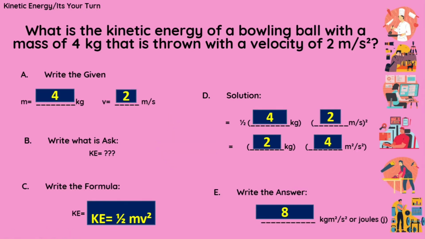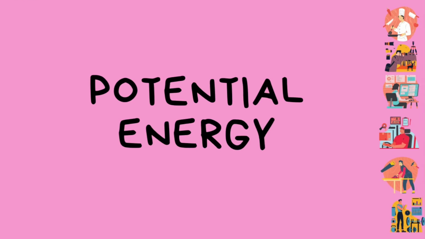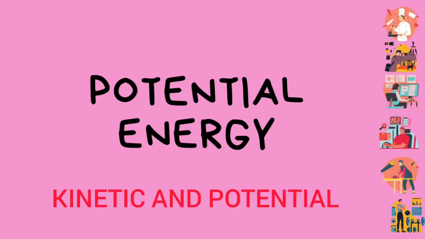So remember that in our discussion last video lesson, we have learned that energy can be defined as the capacity to do work. Energy makes change. It does things for us. In strict scientific terms, energy is classified into 2 main forms, namely kinetic and potential.